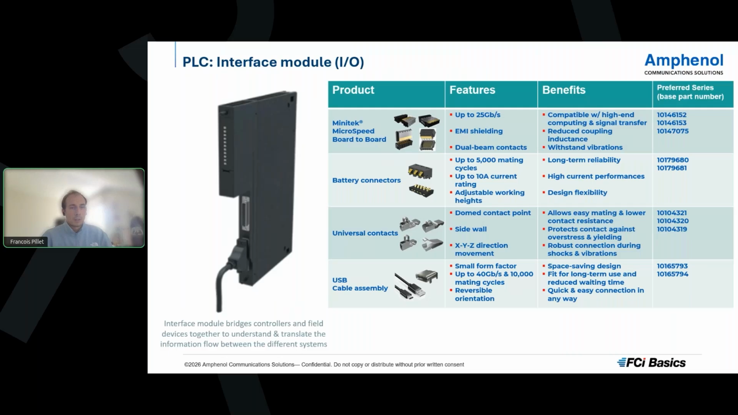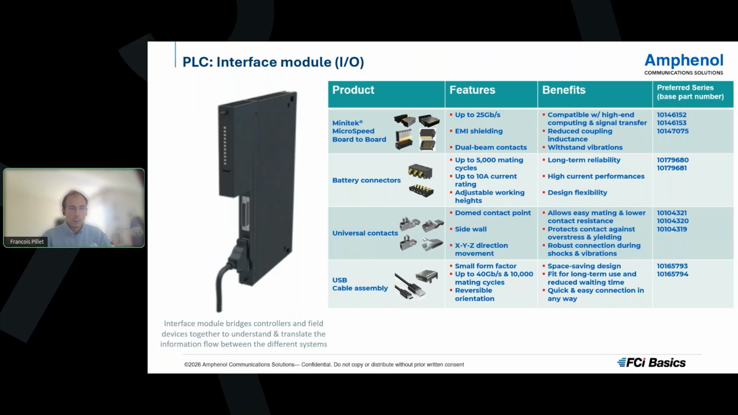Several designs can be used between I/O and CPU modules, depending on the architecture. We have first the Microspeed board-to-board as one of our flagship components, capable of withstanding vibrations thanks to its dual beam contact design. The EMI shielding offers reduced coupling inductance, and with 25 gigabits per second, this series is compatible with high-end computing transfers, whereas it will guarantee optimal performances.